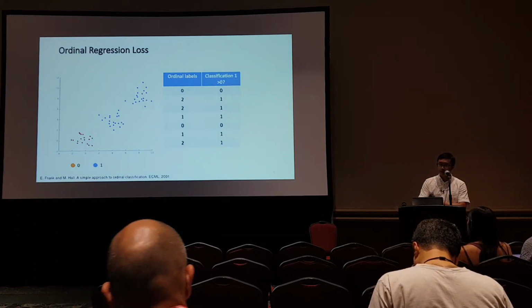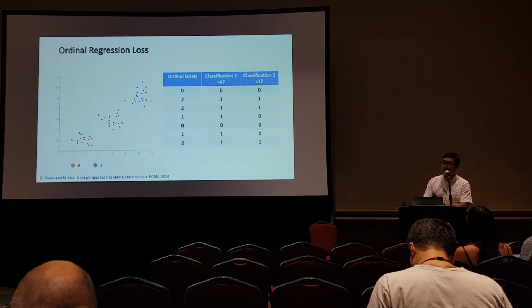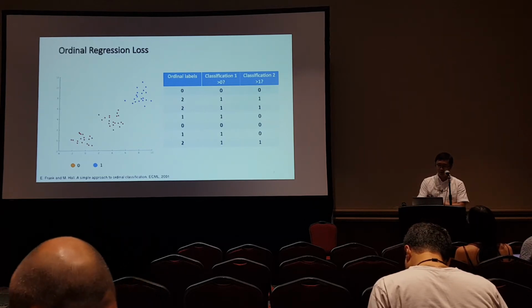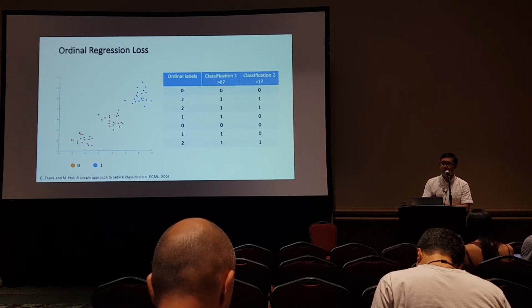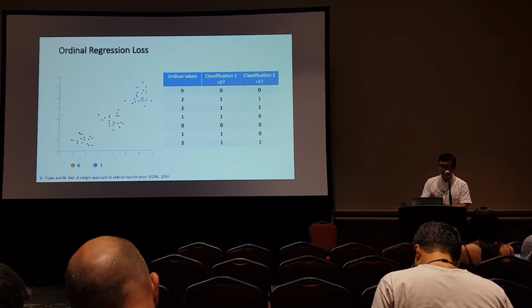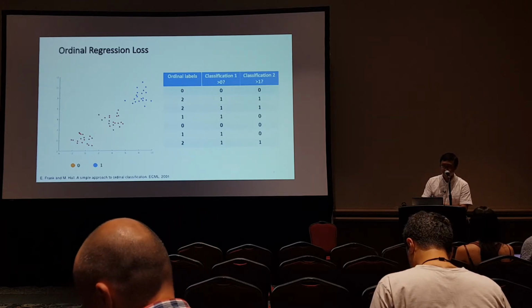0. And in the second classification problem, the labels are determined by whether the ordinal level is larger than 1. So if you have k ordinal levels, we will have k minus 1 binary classification problems. We train our network by combining all these binary losses and do backpropagation.